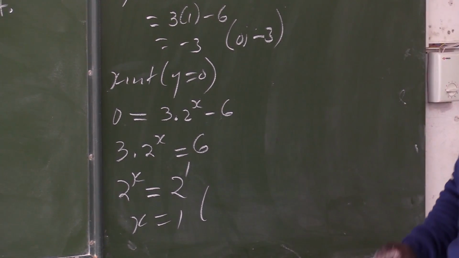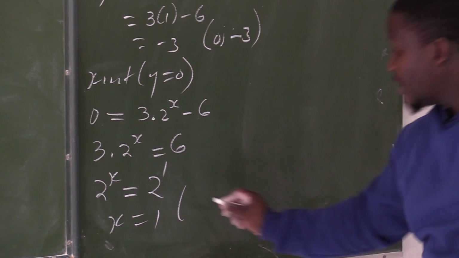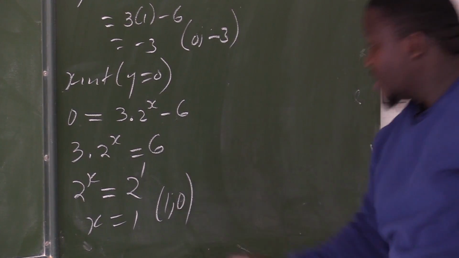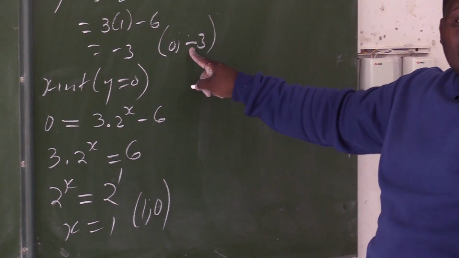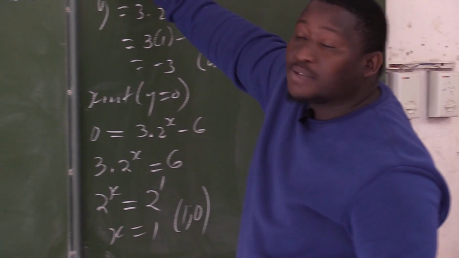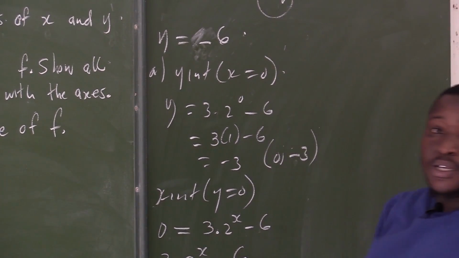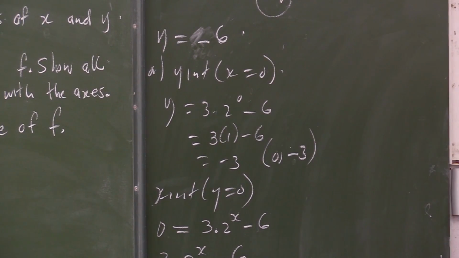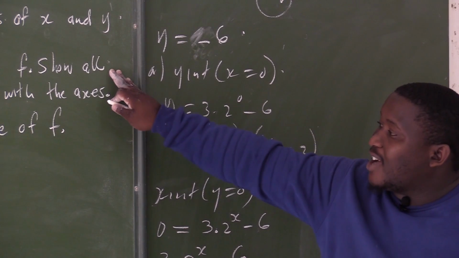So what are the coordinates? What is the coordinates of the x-intercept? It should read as (1; 0). I know the y-intercept. I know the x-intercept. I know what is my asymptote. y equal to minus 6 is my asymptote from the equation. Now, can I sketch the graph?